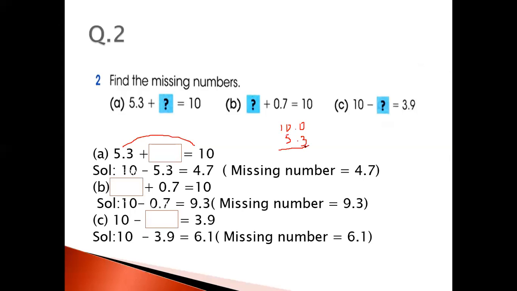0 minus 3 is not possible, so it will take 1 from this side and the number will become 9 here, because this number was already 0 and it has taken 1 from the other number. So this number 10 will become 9 and this number 0 will become 10. For this question, 10 minus 3 we can solve here. 10 minus 3 is 7. And what happened here? Here is 9. Here is 5. So 9 minus 5 will be 4.